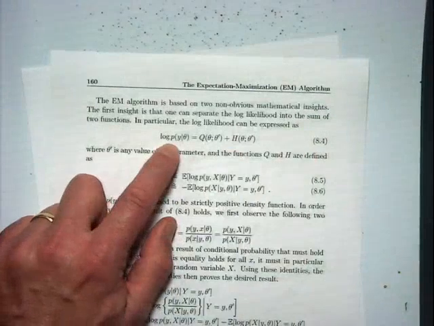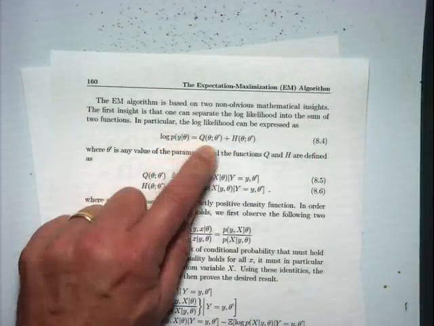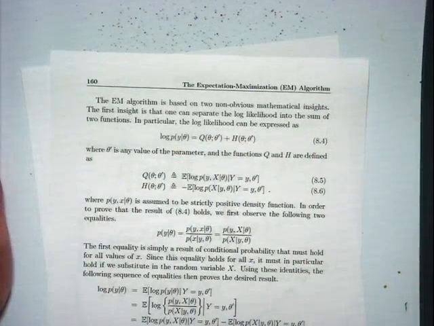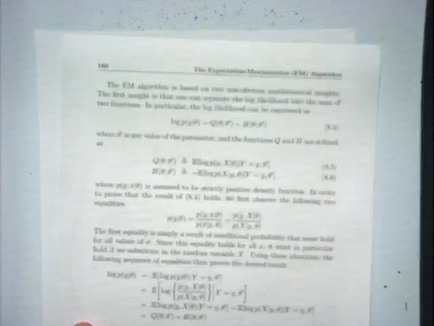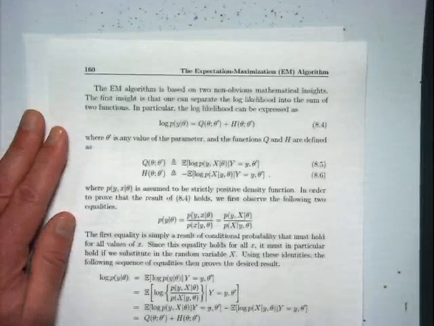The basic point is equation 8.4, which is that the log of the probability of y given theta is the sum of the q and the h function. And you'd say, so what? That's the most bizarre relationship. Who cares? Okay? Well, it's going to come in really handy in just a moment.